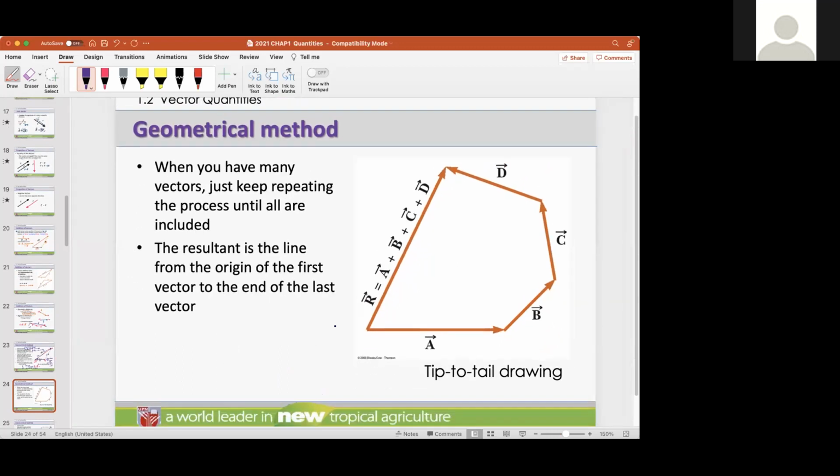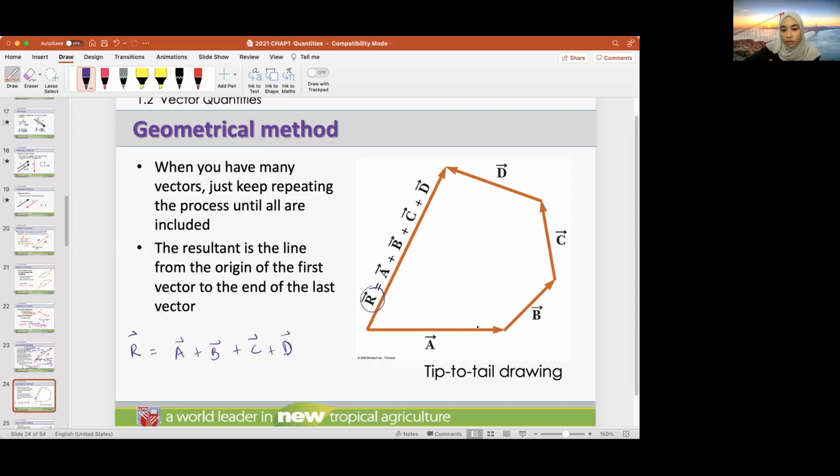Okay, so we talked about two vectors just now. What if we have more than two vectors? We can still use the same method, tip to tail drawing. So in this case, this is A vector plus B vector plus C vector plus D vector. Okay, and this is the resultant vector. The resultant vector is the addition of A vector, B vector, C vector, and D vector.